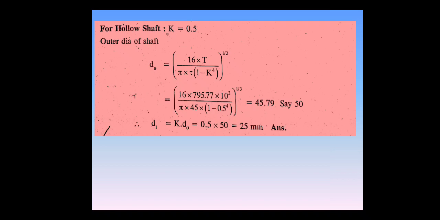Substitute all the values in this formula and finally we got 49.79, say 50 mm diameter of the outer of that hollow shaft. And the inner diameter is k into dO, refer to this formula. The k value given is 0.5, and dO we just found is 50, so we got 25 mm for the inner diameter. So the inner diameter is 25 as well as the outer diameter is 50 mm. These are the diameters of the hollow shaft.